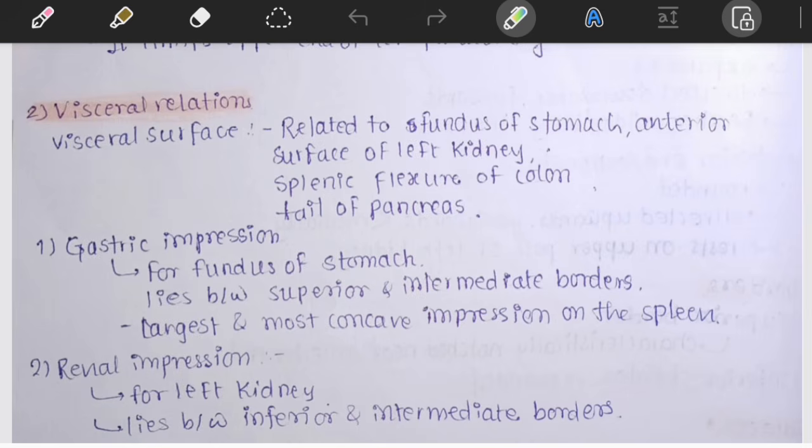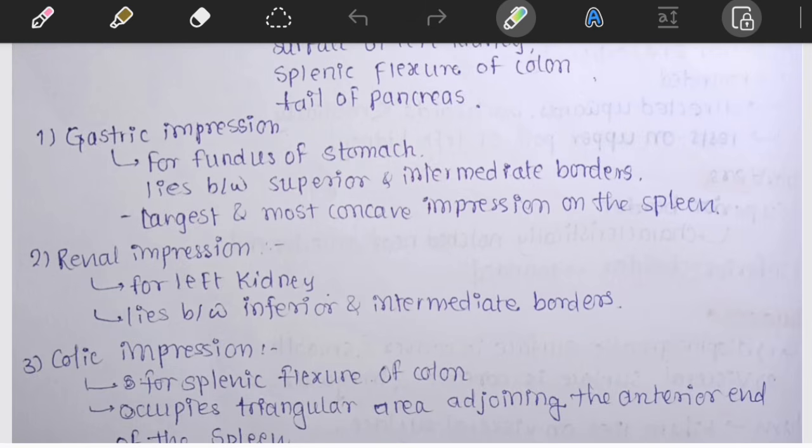First, the gastric impression. This is produced by the fundus of the stomach. It is the largest and most concave impression of the spleen. It lies between the superior and intermediate borders. Why is this important? Because the spleen and the stomach are closely connected anatomically by the gastrosplenic ligament. So whenever you see spleen and stomach together, think gastrosplenic ligament. The second one is the renal impression, produced by the left kidney. It lies between the inferior and intermediate borders. So, gastric leads to fundus of stomach, renal leads to left kidney.